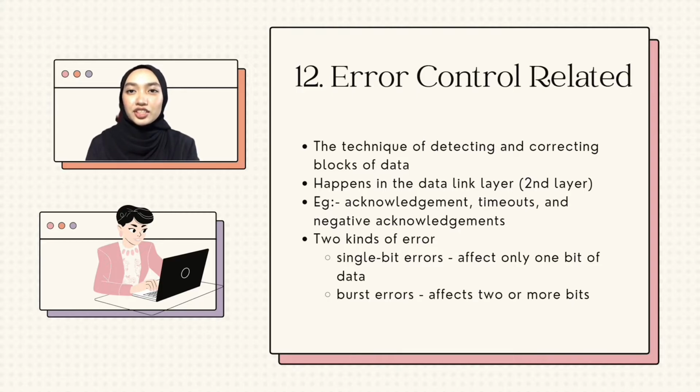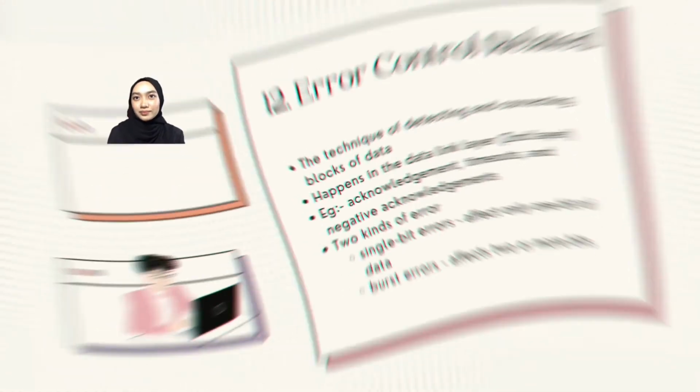Error correction and transmission of prepared packets are used in a number of error control systems. Acknowledgement, timeouts, and negative acknowledgements are all typical error control methods. There are two sorts of faults that can occur in a network, which are single bit errors and burst errors. A single bit error affects only one bit of data, whereas a burst error affects two or more bits.